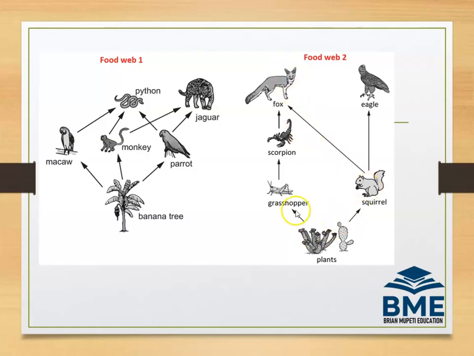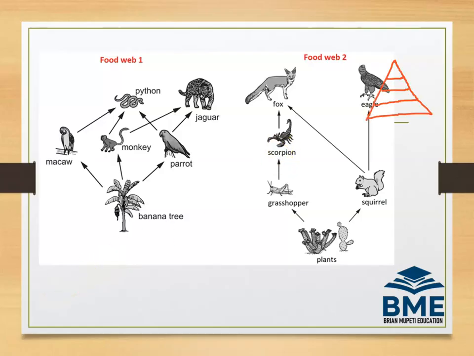Now take a look at the arrows. They point away and they show the transfer of energy. So when the grasshopper feeds on these plants here, energy will be transferred from the plant to the grasshopper. That's why the arrow is pointing forward. When the scorpion feeds on the grasshopper, energy is transferred from the grasshopper to the scorpion.